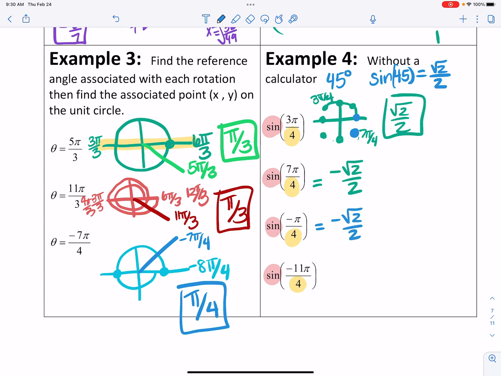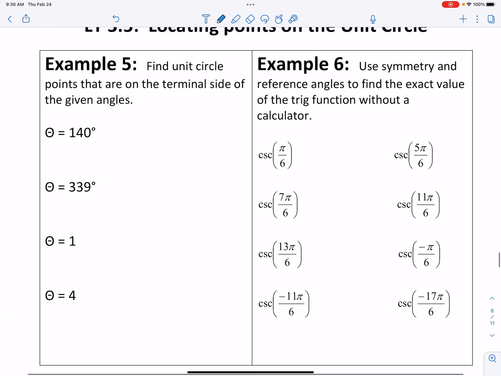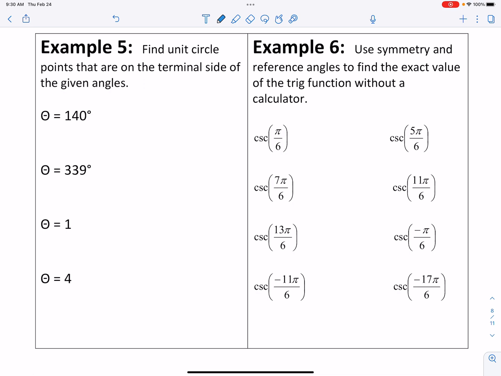And now I'm counting. Here's 1 pi over 4, 2 pi over 4, 3, 4, 5, 6, 7, 8, 9, 10, 11. So that's still going down. So that's a negative root 2 over 2. So it's going to be a matter of using the information you know. This will be on the no calculator part of the test. Okay. All right. Find the unit circle point that are on the terminal side of the given angles.